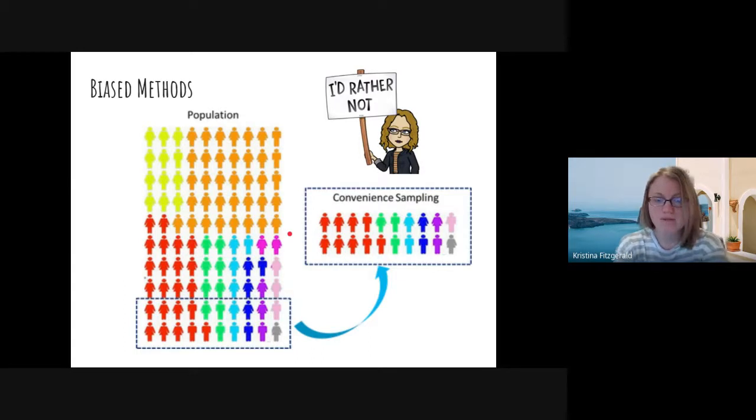So a convenience sample sometimes is convenient. It's easy to do, but it's not always the most representative. So in this case, we talked about this is not a great method because if we look at our population, the population has orange and yellows. And if we look at our convenience sample, it was easy to take, just take the first two rows, but we miss all of the orange and the yellow people. So it's not a good representation.